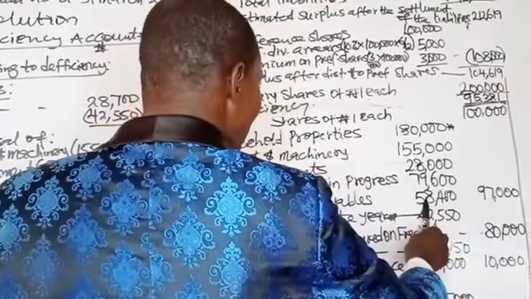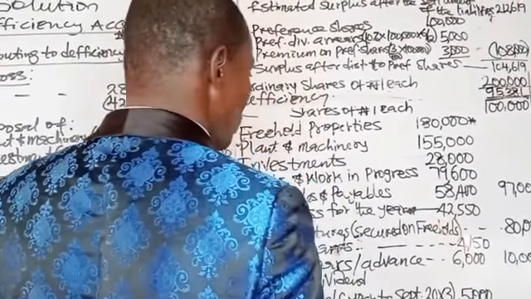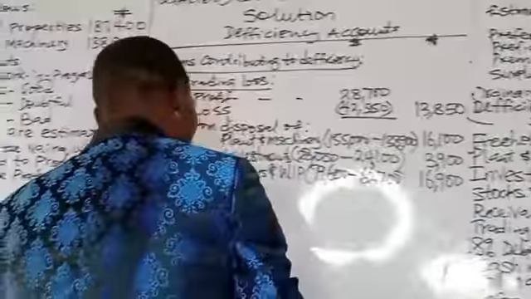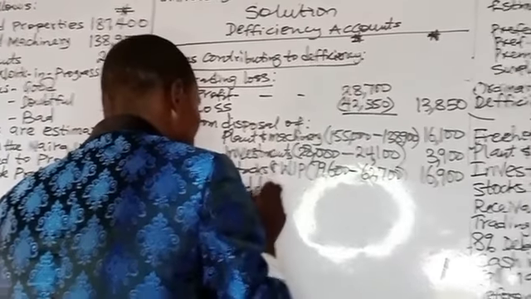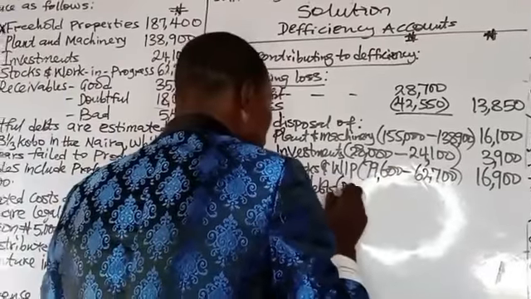So 58,400. So receivables, the bad debts now. Bad debts. That is from your receivables.